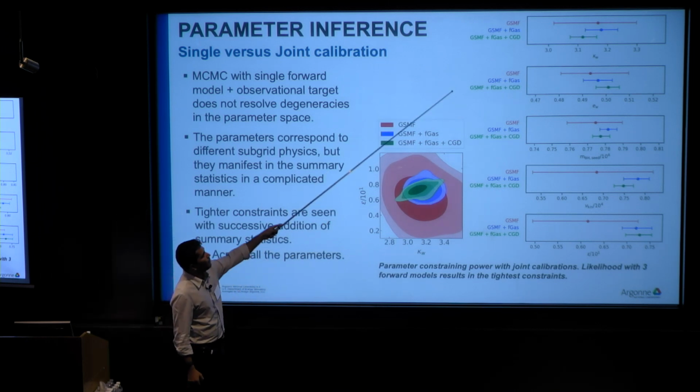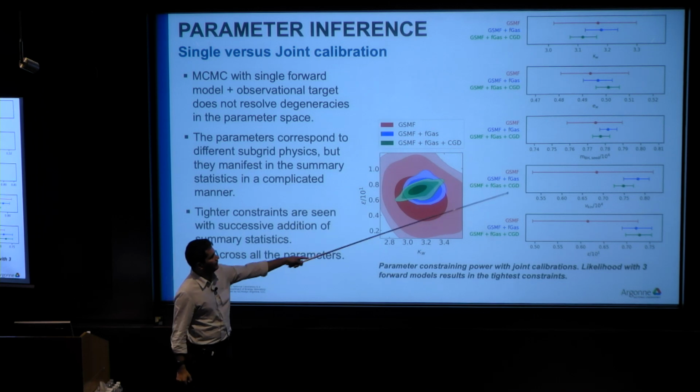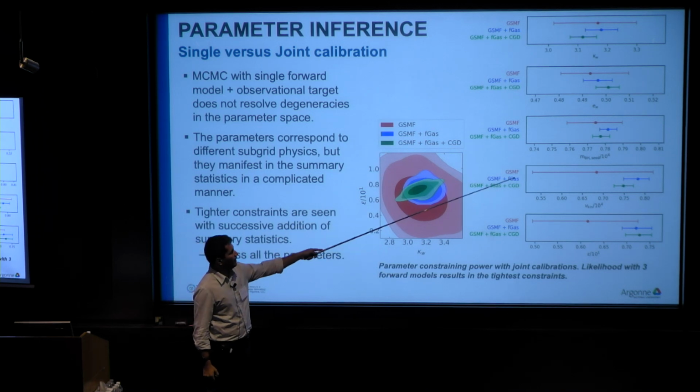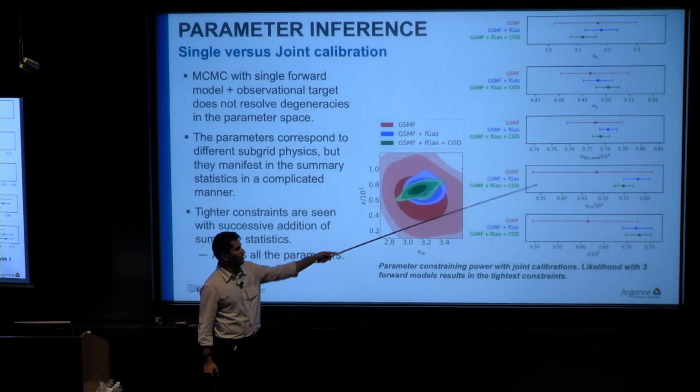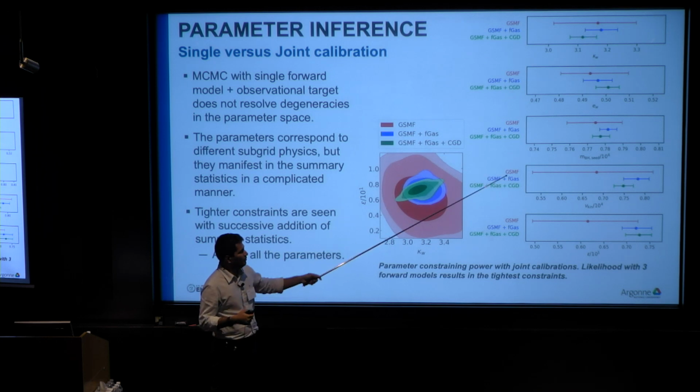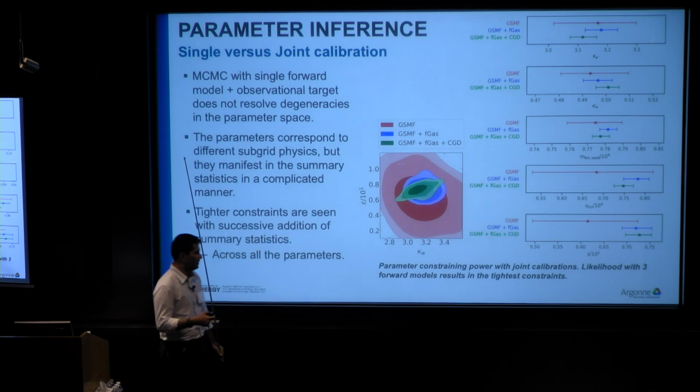So even in things like kinetic parameters here, the galaxy stellar mass function itself does not constrain much, like you saw earlier. But then the addition of cluster gas fraction and cluster gas density really starts constraining your parameter as well.